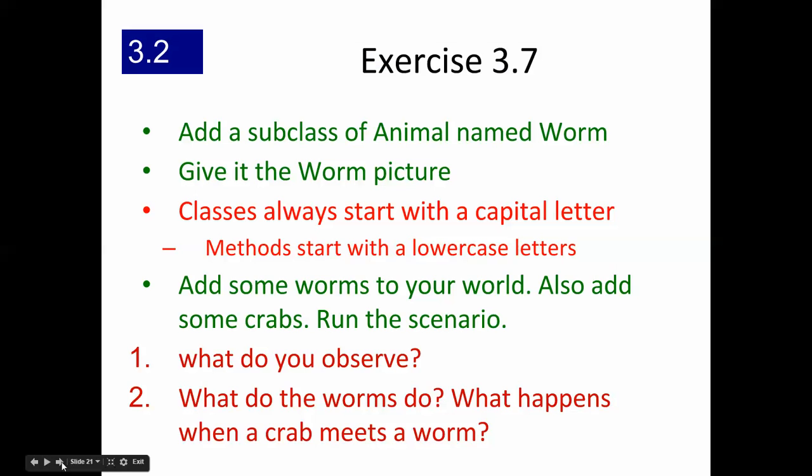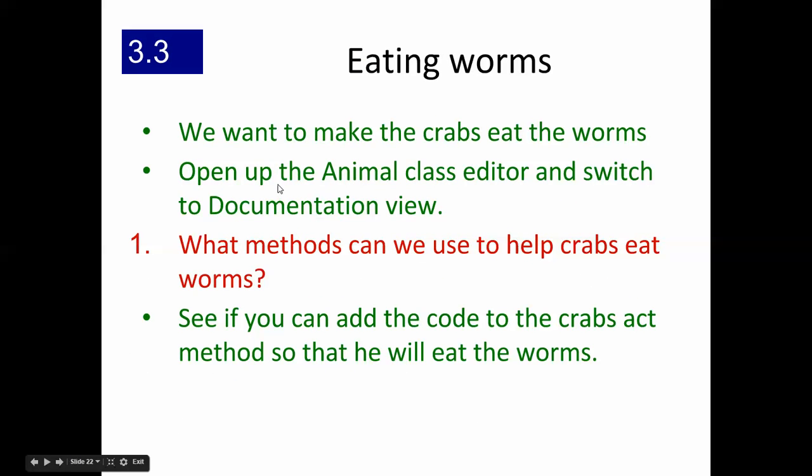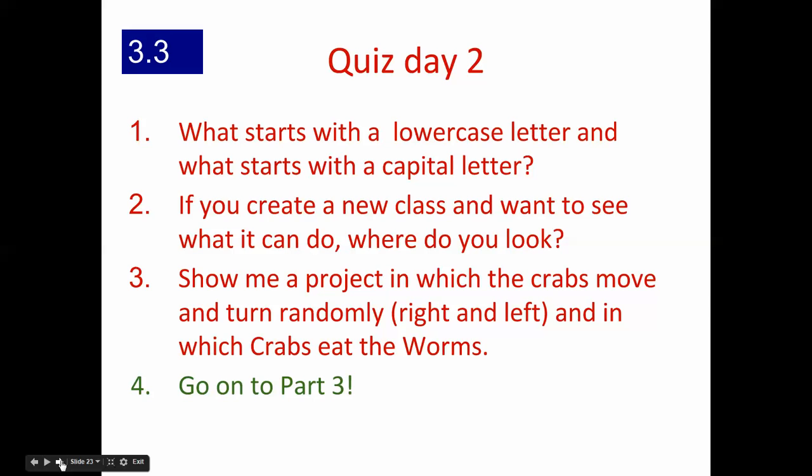Alright, we want to make the crabs eat the worms. Open up the Animal class editor and switch to the documentation view. What methods can we use to help crabs eat worms? See if you can add code to the crab's act method so that he will eat the worms. Okay, hit pause, do that. Okay, there's the quiz. Except, I'm just joking, I'm going to show you.